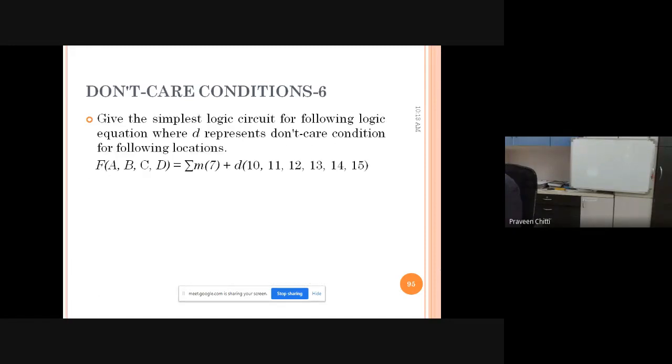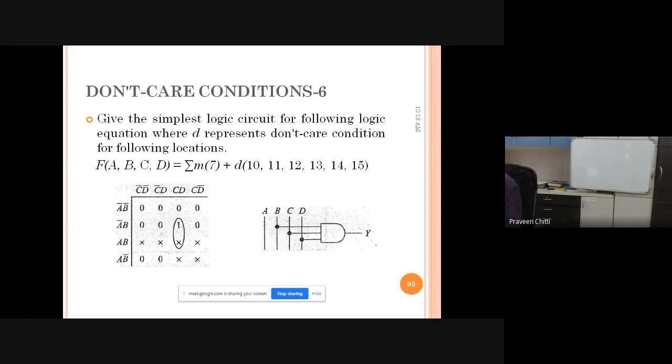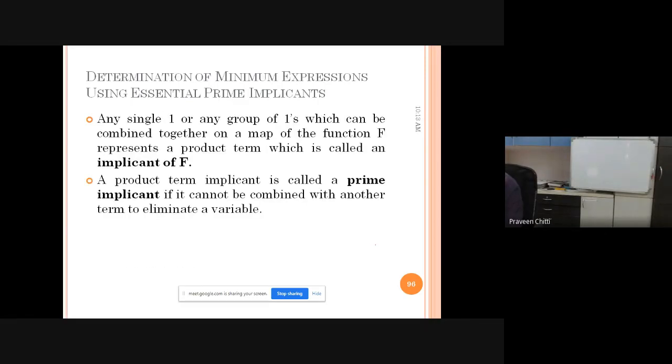Some of you have not understood this, how to write the product term corresponding to isolated 1. This is what we'll get, and this is the answer for that. A bar, B bar, C bar, D bar, give it to an AND gate, you will get the Y implemented. Right, this already we have done. B, C, D answer you have got, right?